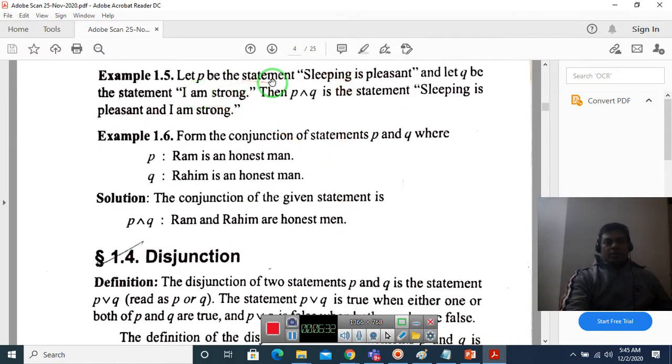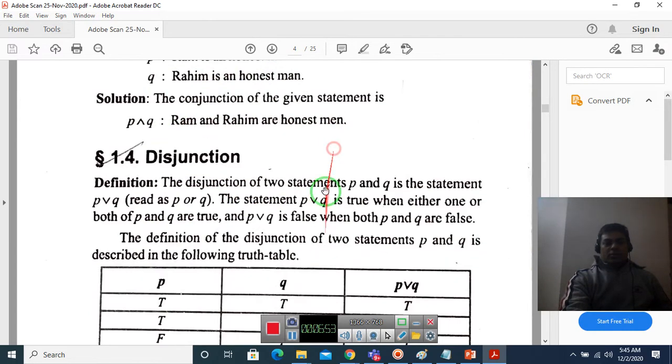Let P be the statement "sleeping is pleasant," and Q the statement "I am strong." Then the conjunction P ∧ Q is the statement "sleeping is pleasant and I am strong." Form the conjunction of P and Q where P is "Ram is an honest man" and Q is "Rahim is an honest man." The conjunction of the given statements is "Ram and Rahim are honest men."